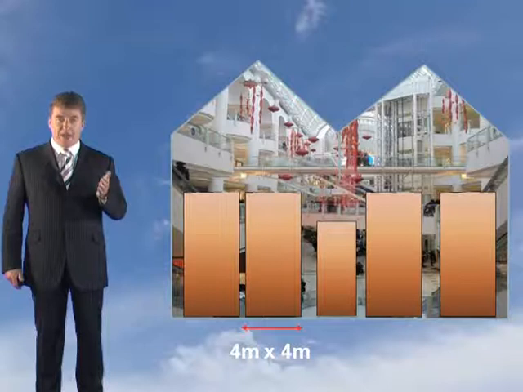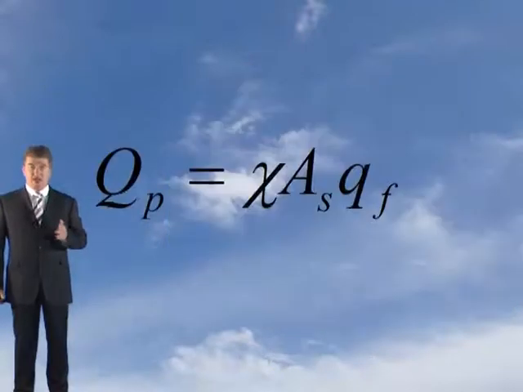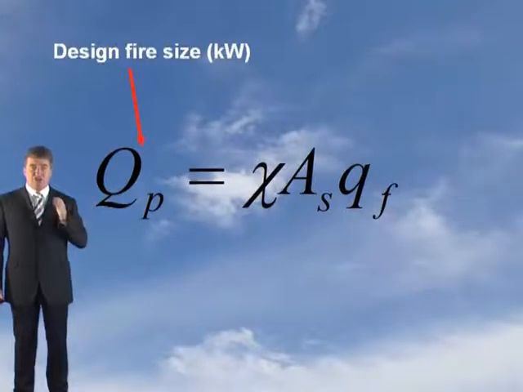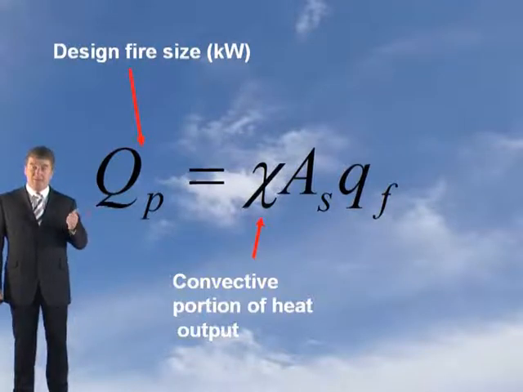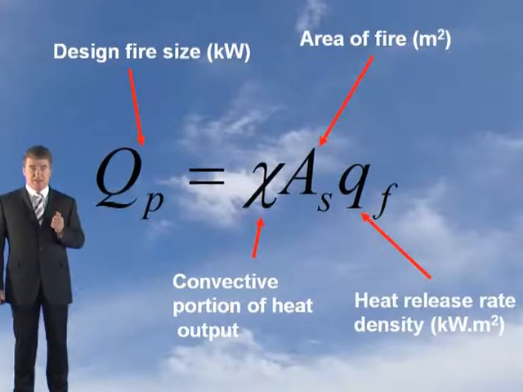Now this has been given to you, it's been identified as 4 metres by 4 metres with a heat release rate of 875 kilowatts per metre squared. This is the formula you needed to apply. QP equals Chi times AS times QF, where your QP is your convective heat output, Chi is the convective portion of heat output, AS is the area of the fire, and QF is the heat release density.